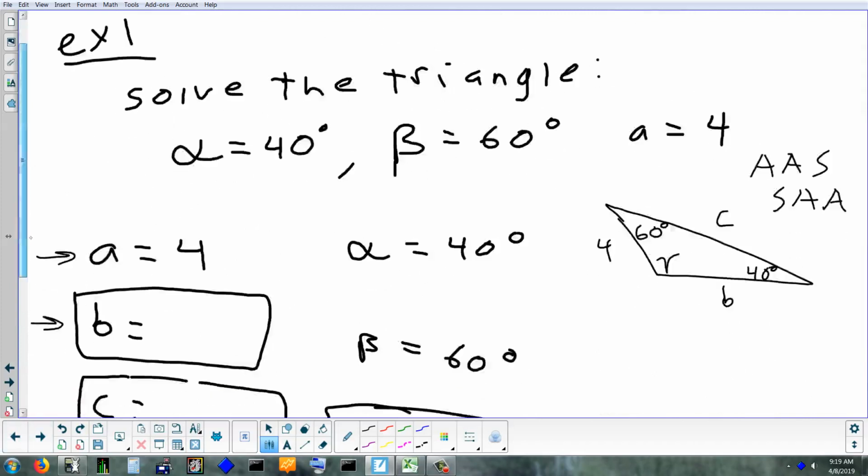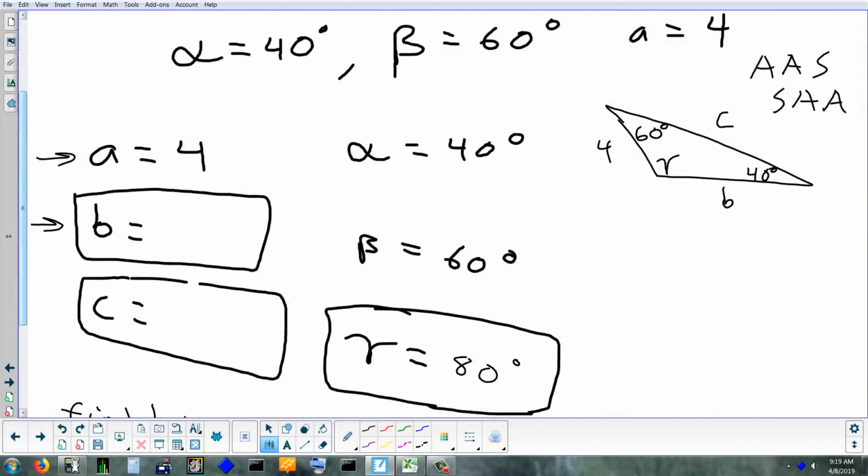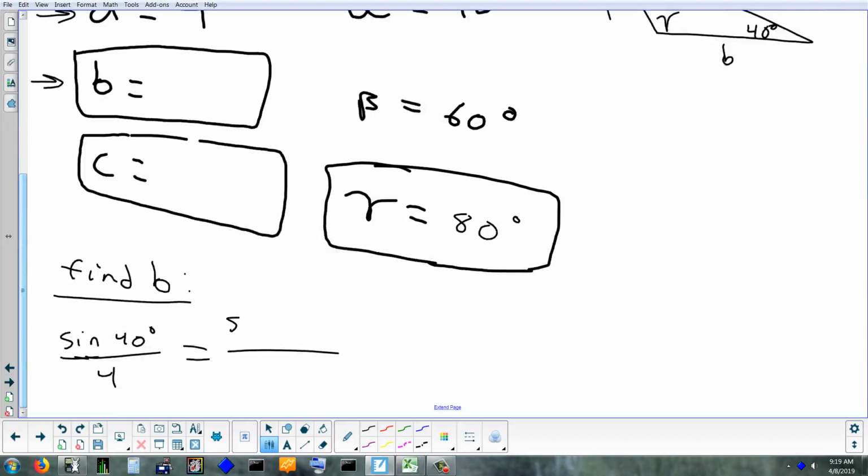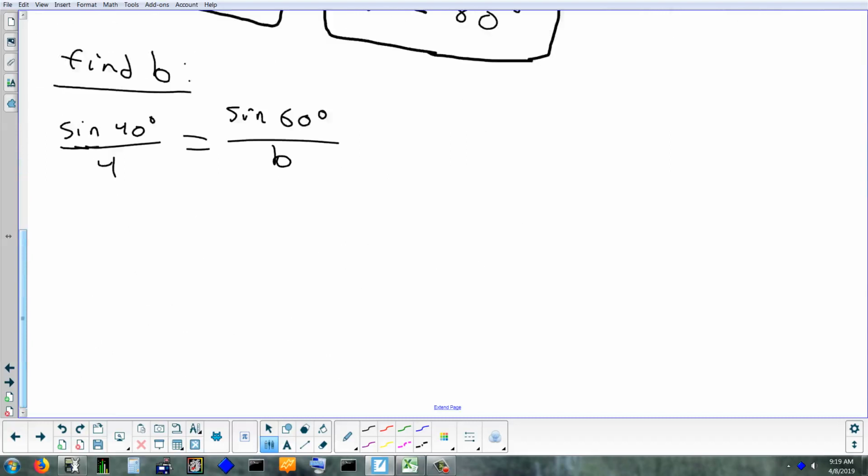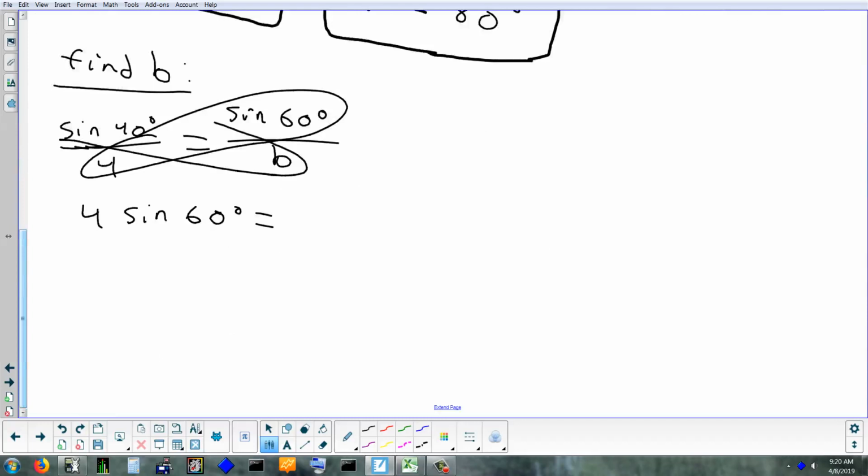Sine of beta over B. Well, I know beta is 60. I don't know B. But that's okay. That's my one variable. Sine 60 over B. Now, what do I do to solve that? We talked about that. It's called a proportion. How do you solve it? You're going to cross multiply. So you're going to get 4 sine 60. I'm not even going to figure that out. I'm just going to leave it like that till the very end. Okay. Equals B sine 40.